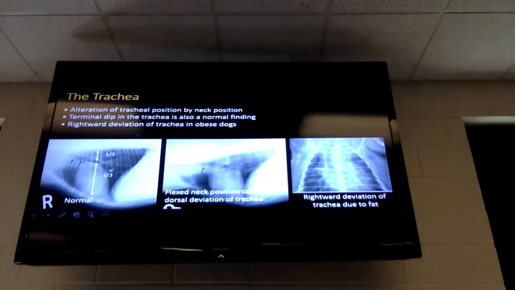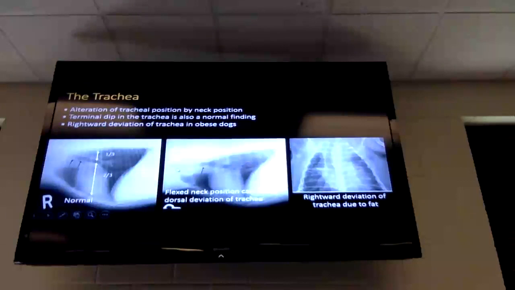This is about the trachea, so as you know, it's a radiolucent tubular structure that extends from the larynx down to the carina. And where the carina is, it should divide the thorax into dorsal 1/3 and ventral 2/3 approximately. And the diameter of the trachea usually stays the same.